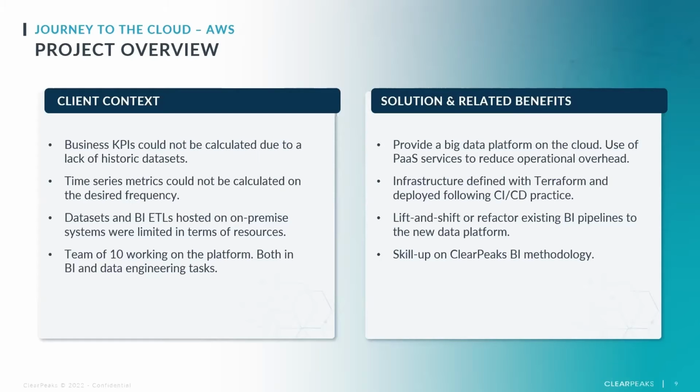They were having several issues, such as a lack of historic data sets, or KPIs could not be calculated at the desired frequency. Also, they were experiencing several technical issues, such as limitation in terms of resources, because they were still using on-premise systems. And it's also important to keep in mind that they have a big BI team, a team of 10 that is working on the platform and doing BI and data engineering tasks.